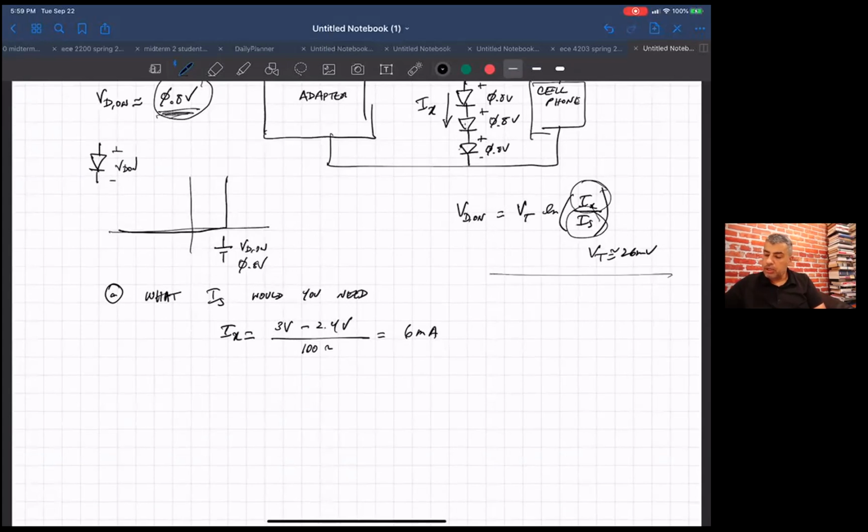So the other equation, these equations you guys should remember, is just enormously helpful. V sub D is V sub T natural log of I sub D over I sub S. And the other way to write the same thing is I sub D is I sub S times the exponential of V sub D over V sub T. So these are the equations for V sub D and I sub D, assuming the diode is forward biased.